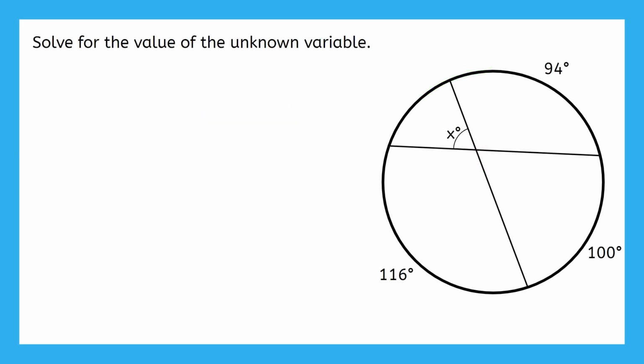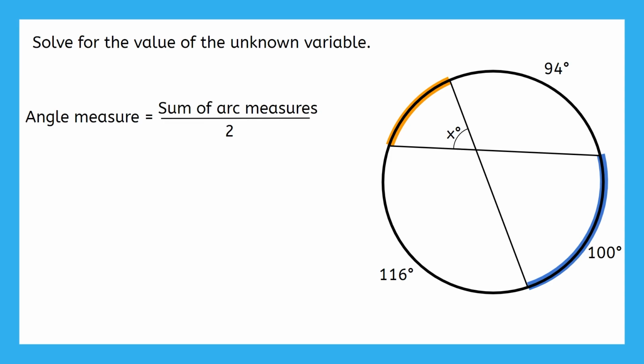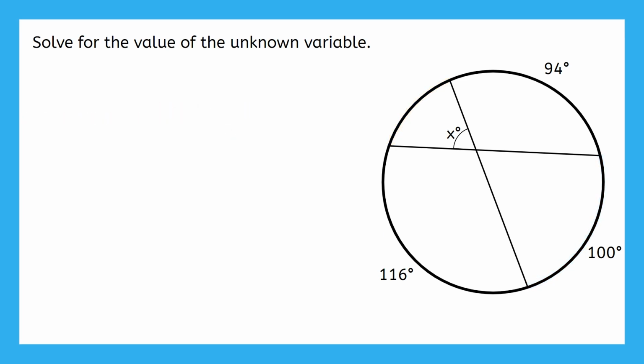This problem says to solve for the value of the unknown variable. Take a moment here to organize the information and see if you can make a plan for solving this problem. Okay, let's go through this together and come up with some options for finding the solution. Ideally, we would know both of these arc measures and we could just add them together and divide by 2, and that would give us the value of x, but we don't have both of these arc measures. So what can we do? Do you have any ideas?